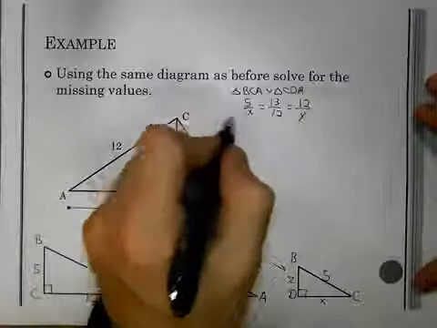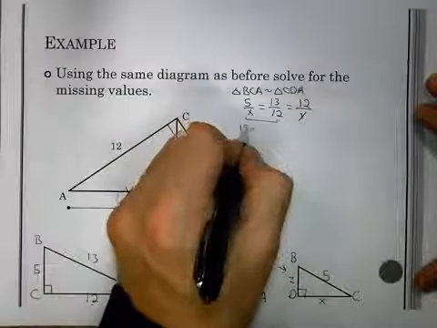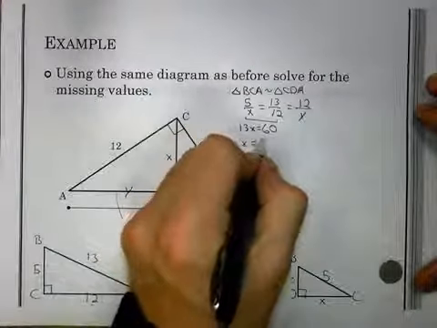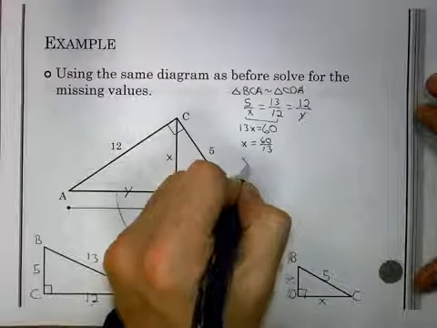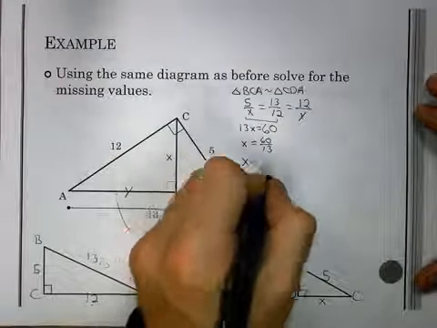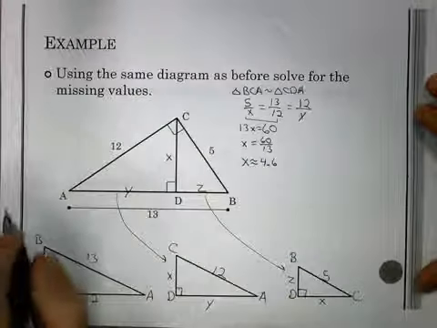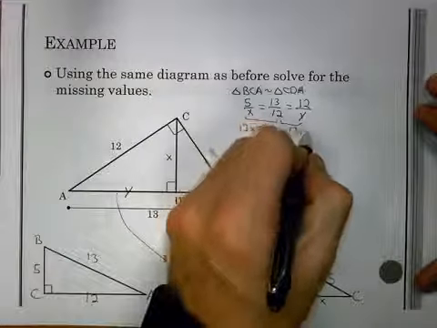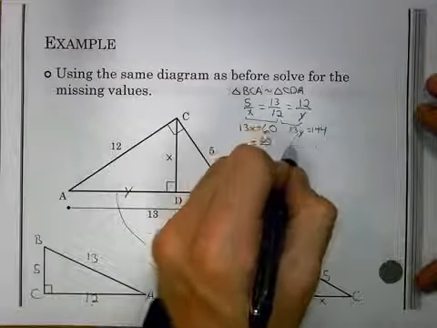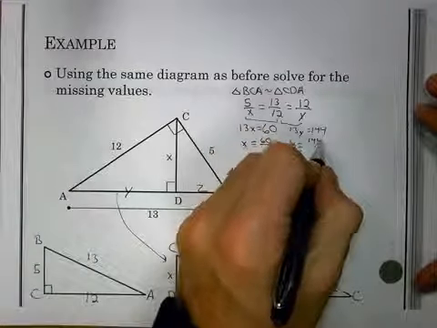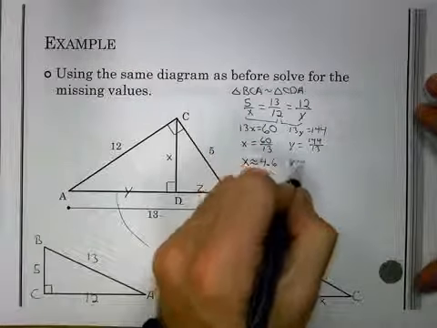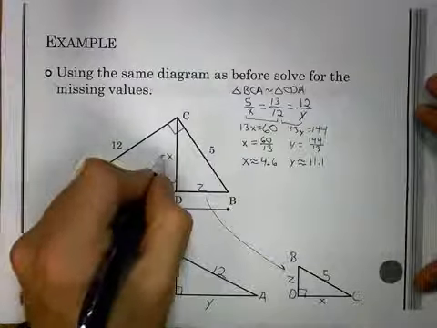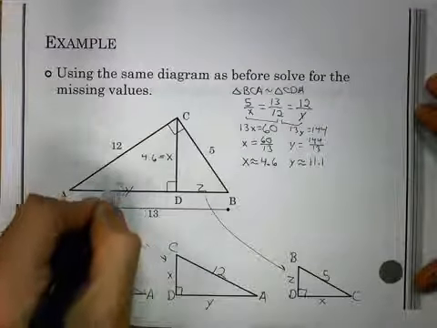So from this, I can solve for two of them. I can solve for X first. I'm going to get 13X equals 12 times 5, or 60. And that comes out to be X is 60 over 13, or an approximation of about 4.6. I use the same idea for Y. I have 13Y equals 12 times 12, or 144. That means Y equals 144 over 13. So Y is approximately 11.1.